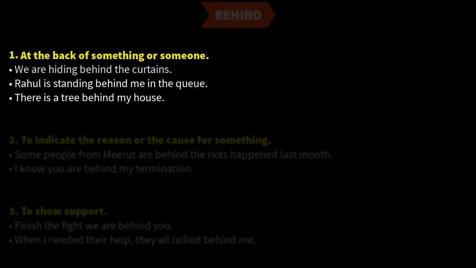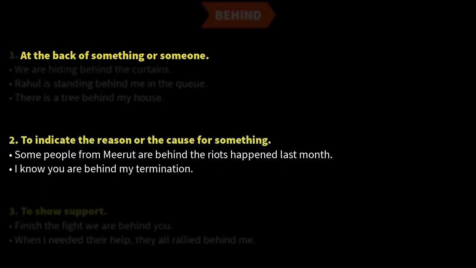We've got a couple more usages of behind. Number 2, to indicate the reason or cause for something. For example, some people from Meerut are behind the riots that happened last month. That means they are the reason, they have something to do with this. Alright? I know you are behind my termination. That means you have something to do with it. You are the reason why it happened. I got terminated because of you. Understood? That's one more way to use it.